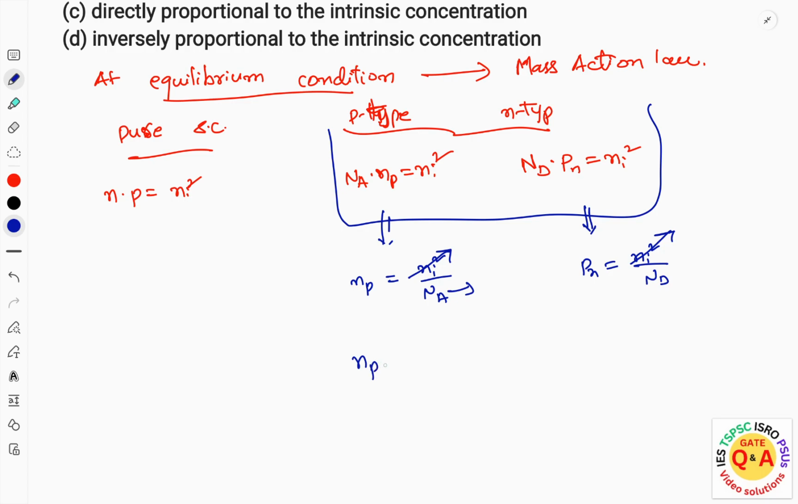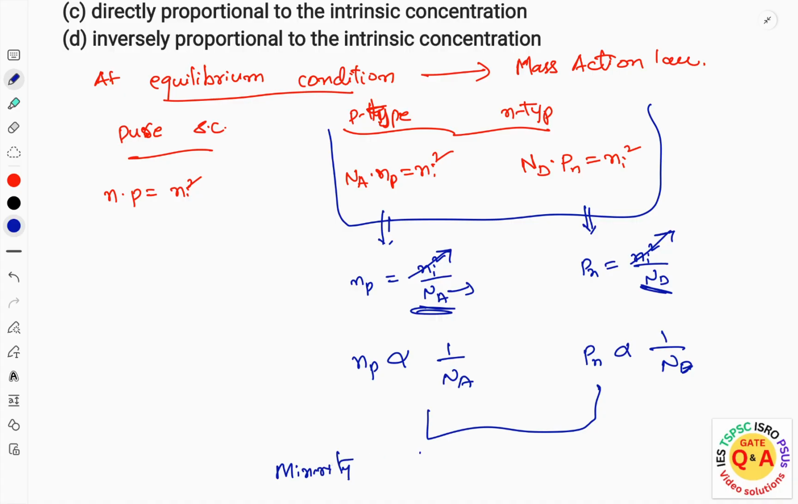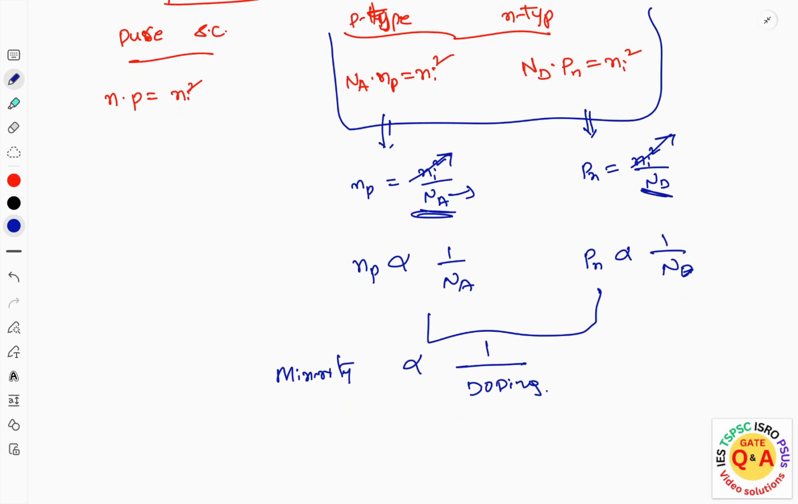Therefore, in the case of p type, the number of minority carriers, or electrons, is inversely proportional to the doping concentration. Na is the doped acceptor concentration. Here Nd is the doped donor concentration. So here also minority carriers, holes, are inversely proportional to Nd, means doping concentration. So from these two cases, we know that minority carriers are inversely proportional to the doping. Minority carriers are inversely proportional to the doping.